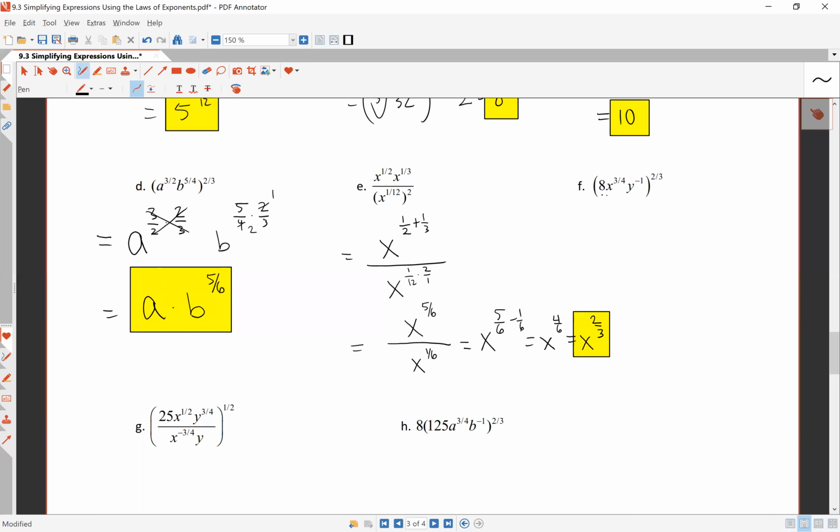Letter F, we've got products raised to that power. So we have to raise the 8 to the 2/3, x to the 3/4 to the 2/3, and y to the -1 to the 2/3. Eight to the 2/3 is just the cube root of 8 squared. X to the 3/4 raised to the 2/3: the 3's cancel and the 2's cancel, leaving us with x to the 1/2. Y to the -1 to the 2/3 becomes -1 times 2/3, or y to the -2/3.